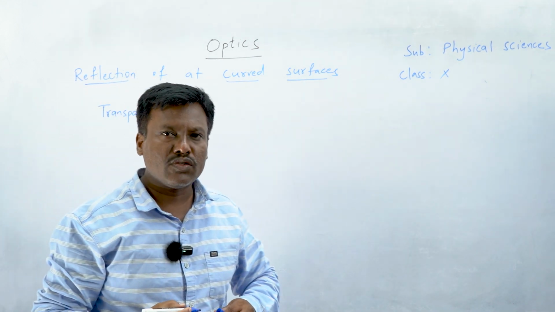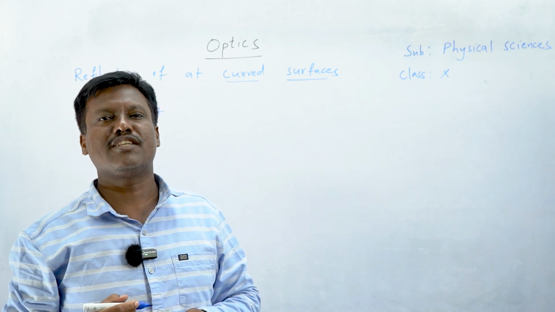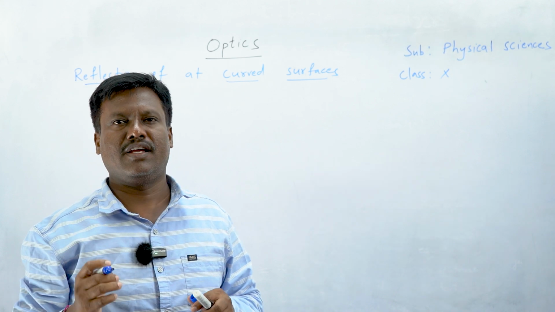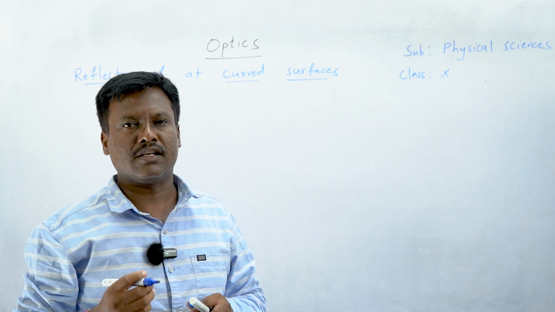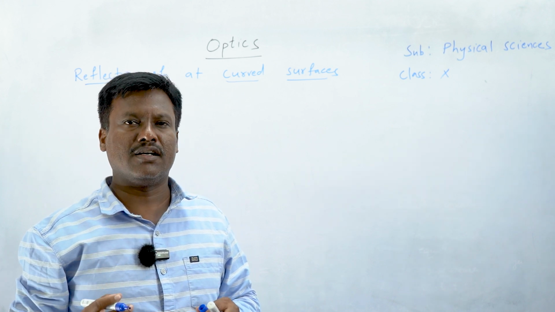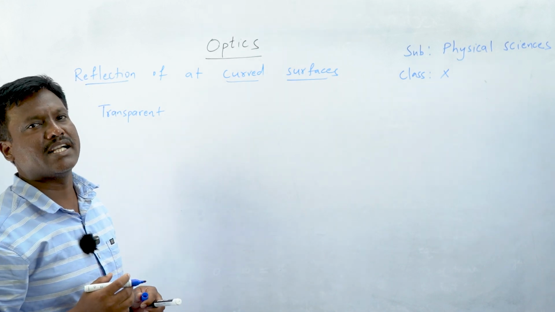What are called transparent bodies? Materials which allow the light to pass through them are called transparent bodies. Examples: clean glass, air, water, coconut water, kerosene, diamond. Such kinds of things are examples of transparent material.